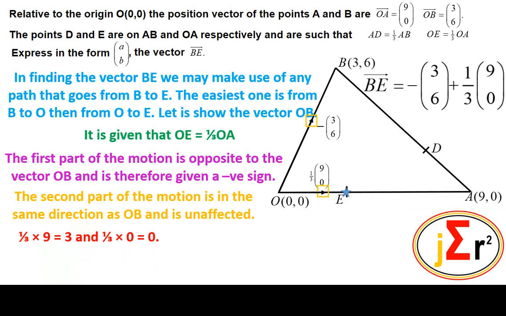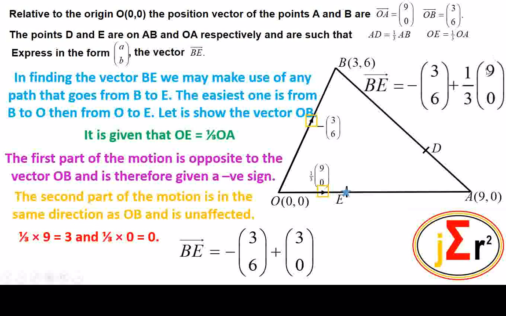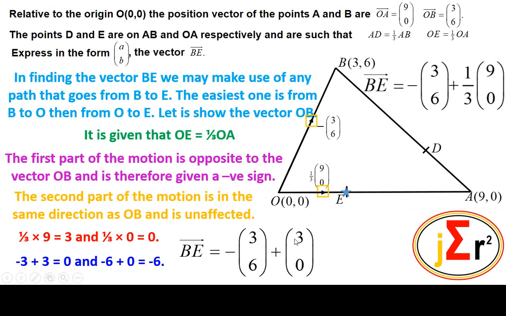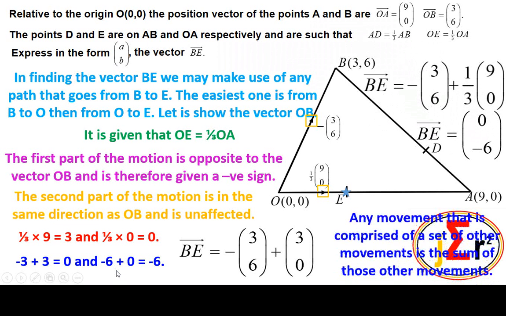We will finish up by completing the arithmetic process. We have right here 1/3 of 9, 0. 1/3 of 9 is 3. 1/3 of 0 is 0. So instead of 1/3 of 9, 0, we have 3, 0. Do not forget that we still have this negative sign here. So we need to say -3 plus 3, and that will be 0. -3 plus 3 is equal to 0. And it's going to be -6 plus 0, and that will be -6. Therefore, BE is equal to 0, -6.